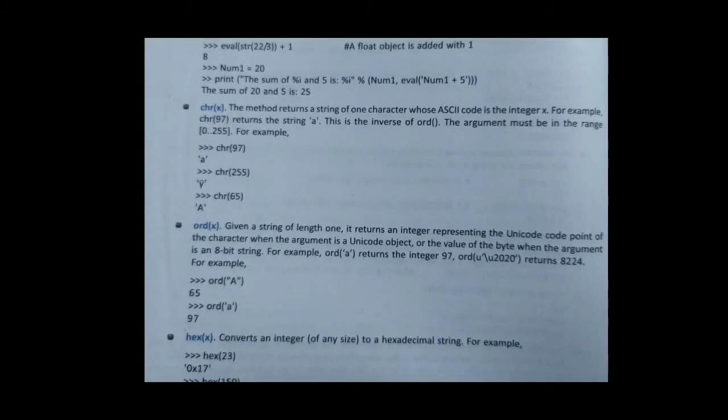The next one is ord x, given a string of length 1, it returns an integer representing the Unicode code point of the character when the argument is a Unicode object. So let us see ord of A. It will print the value 65, means it is the opposite of the chr function. Chr gets numbers and converts the value into characters, but ord gets a character and converts it into its ASCII value.